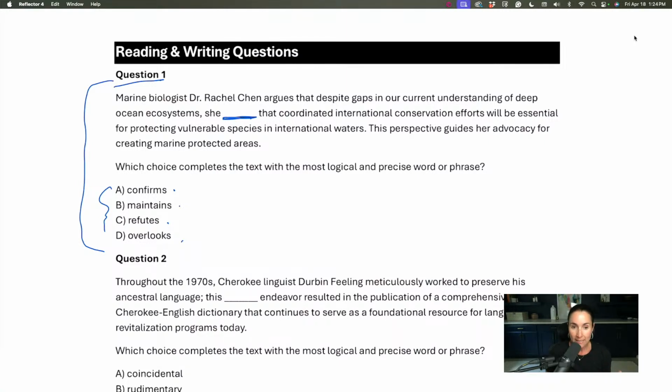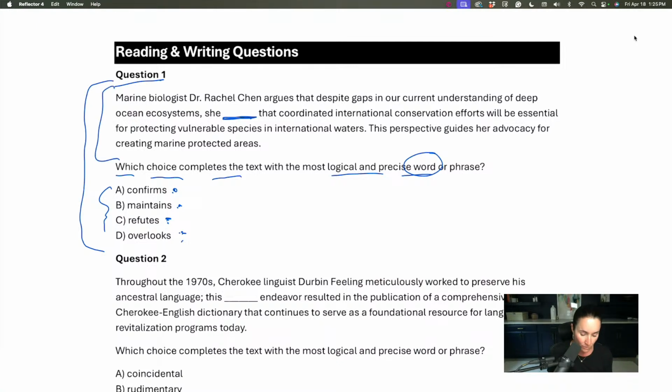But I also want to be looking at any signal words here. And the question here says, which choice completes the text with the most logical, precise word? Okay, so this is a vocab question. We've got confirms, maintains, refutes, overlooks. If I'm thinking like a test maker, I can see C and D are sort of negative words, not super negative, but they kind of go against. To refute goes against, and to overlook means not to pay attention to. And confirms means to be true, and maintains means to either maintain, like fix things up and make sure they stay nice and new, or maintain a belief. You can maintain beliefs.